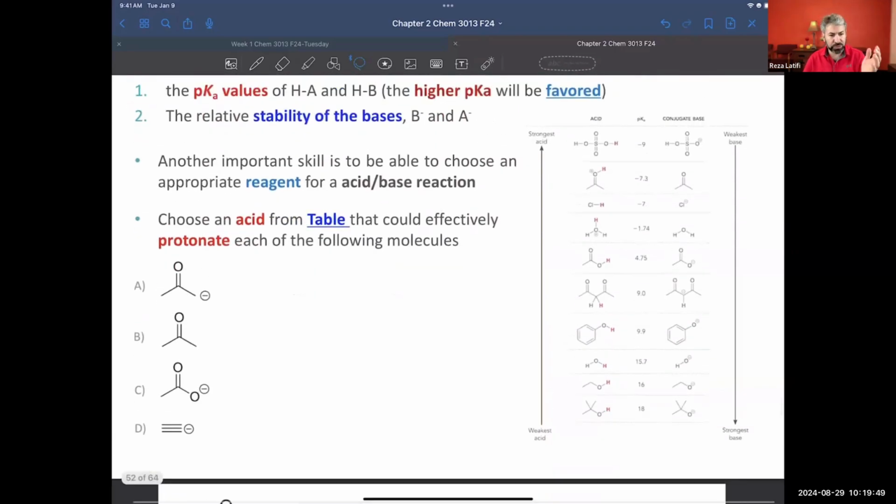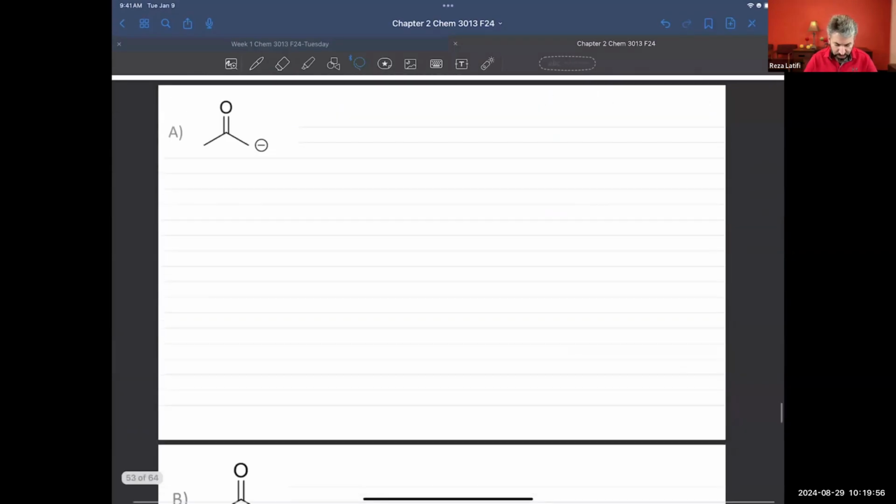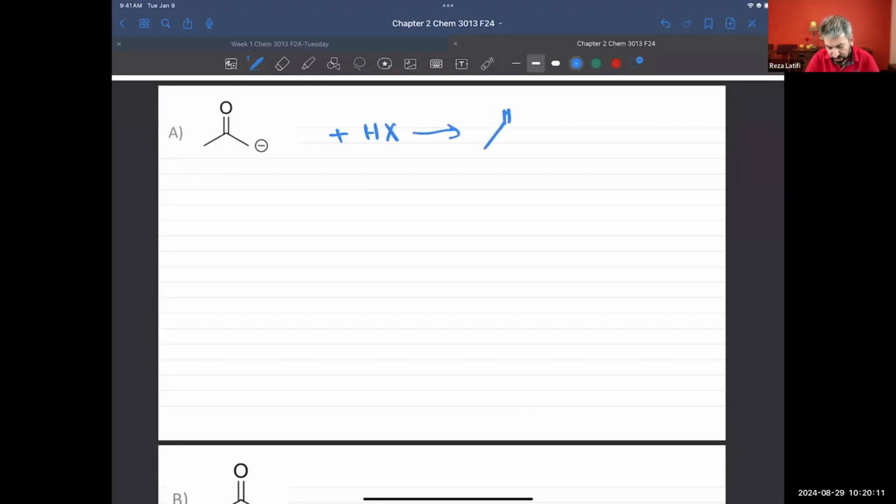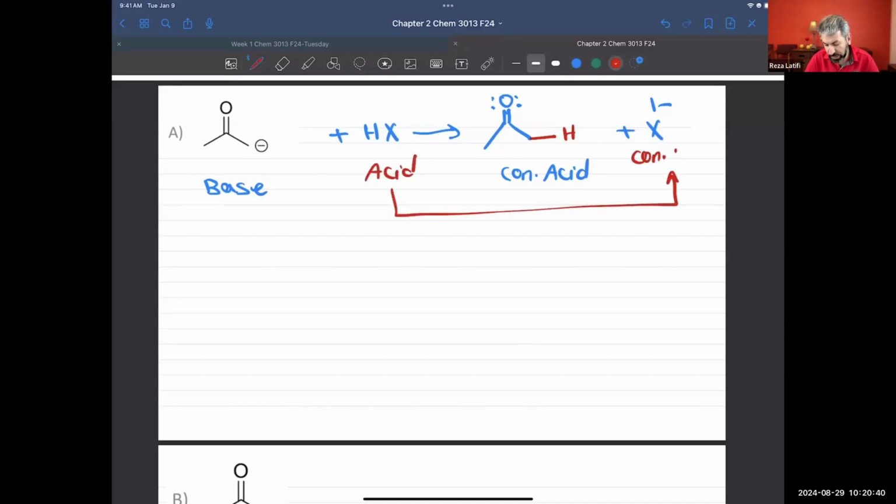So I have a bunch of molecules, and I want to pick an acid and react that acid with them. The first one is a base. How do I know? Because there is a negative charge there, and this is going to react with an acid. I don't know what acid, so I'm going to call it HX. Next it will turn to this carbon attached to oxygen with 2 lone pairs, and the carbon is going to accept hydrogen. That means the other side, the second component, is going to be an ion with a negative charge. So this is the base, and that one will be the conjugate acid because it accepted hydrogen, and this one will be the acid. The other side will be the conjugate base.